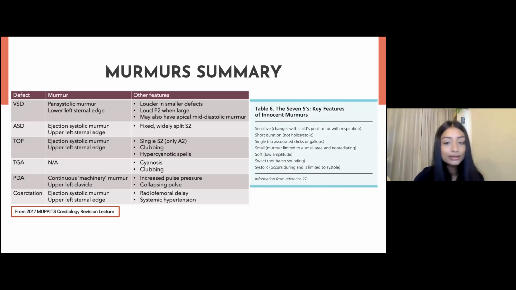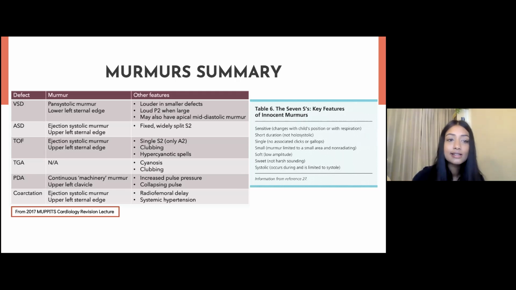Most importantly, they change with position and respiration. They're usually systolic murmurs, and they are soft and have a vibratory or musical sounding component. They're generally asymptomatic. The child is very well and usually presents when they're sick due to that increased cardiac output that accentuates the flow murmur. I've also included a table from a past Muppets revision lecture that really helped me summarize all the different murmurs and their buzzwords. That can be helpful to look at for reference after the presentation.